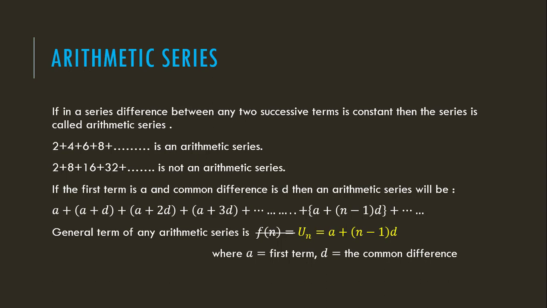So by the concept of sequence, we can say that at the nth term we will get a plus term number minus 1 into d, therefore a plus n minus 1 into d. So we can say that the general term of any arithmetic series is un equal to a plus n minus 1 into d. Look here, in the previous class we used a function of n, but in this class we are using un.